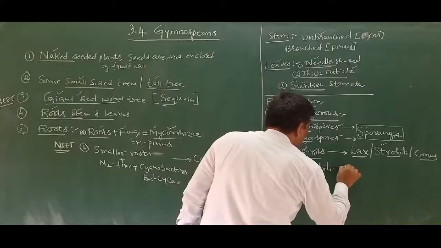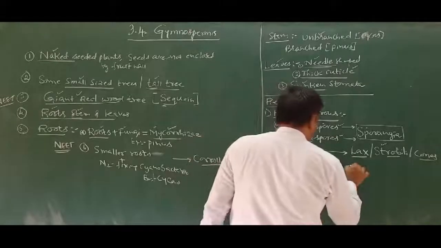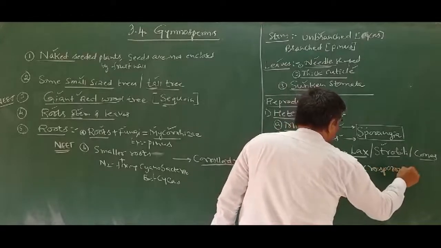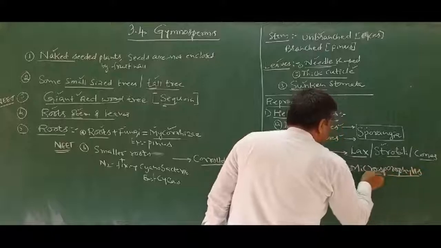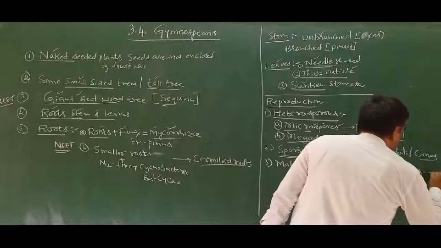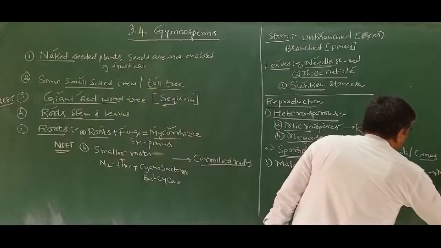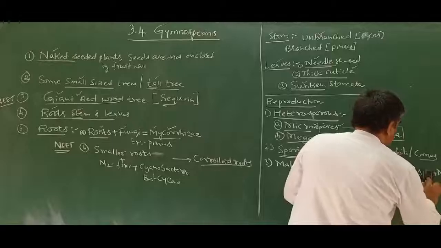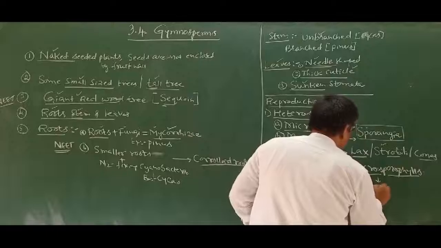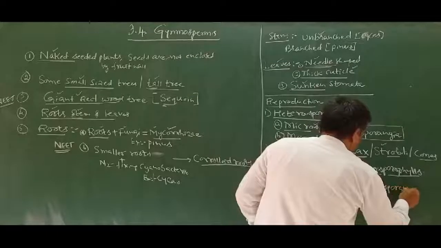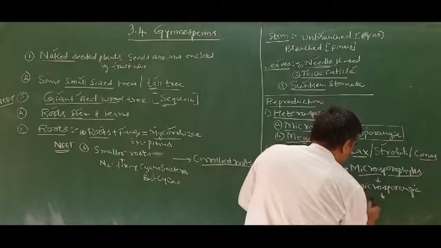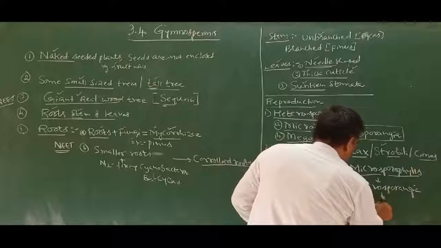What is this male strobili? So this male strobili is made up of microsporophylls. These microsporophylls are made up of microsporangia. So you can understand here microsporangia. These microsporangia are made up of microspores.